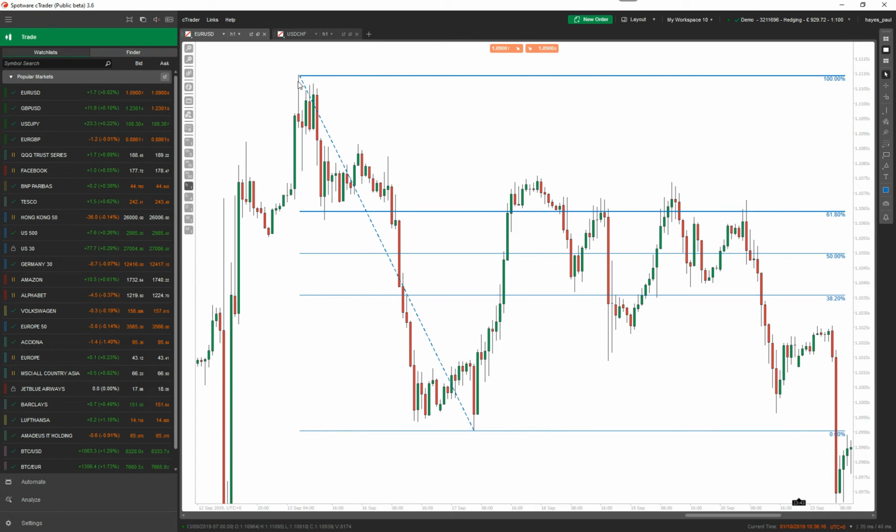Now, in this case, it's bounced off the bottom and it's retraced or pulled back past the 38.2, past the 50%, up to the 61.8. And as I mentioned before, the 61.8% of a Fibonacci sequence is the golden ratio.